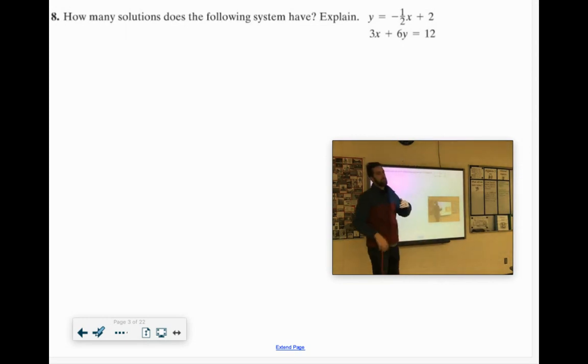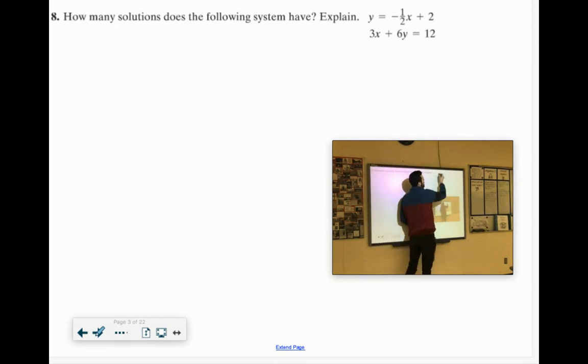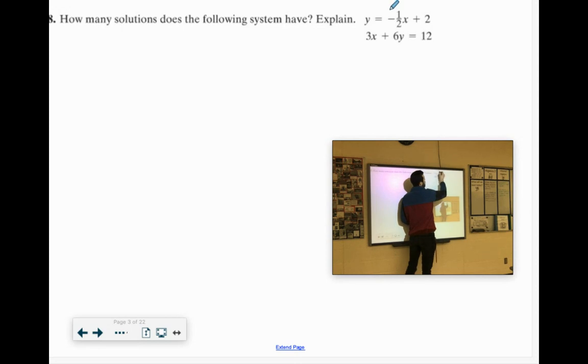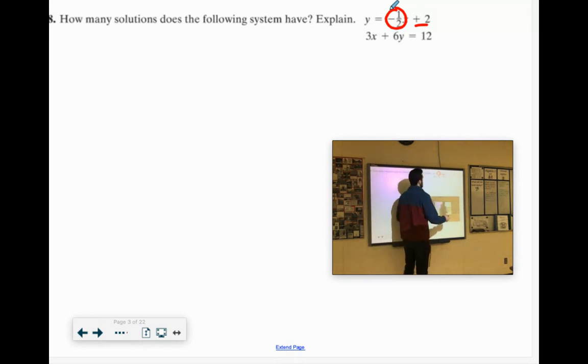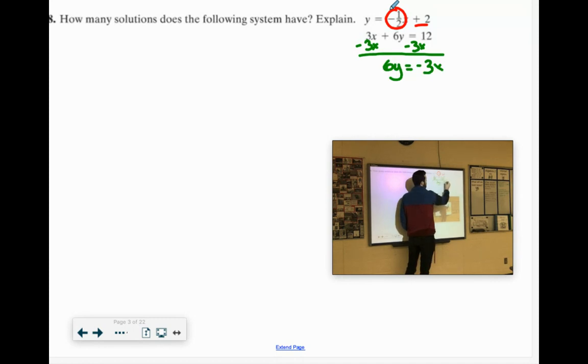So you really just have to see, do they have the same slope? Do they have different y-intercepts? So the first equation has negative 1/2 for our slope. And it has a y-intercept of 2. The second one, we have to do a little work on that to figure that out. So we could subtract 3x from both sides, which would give us 6y equals negative 3x plus 12.